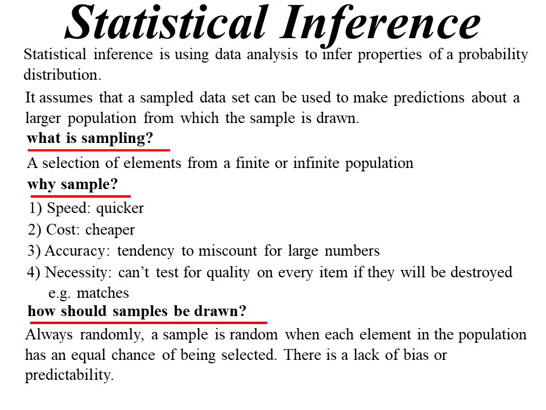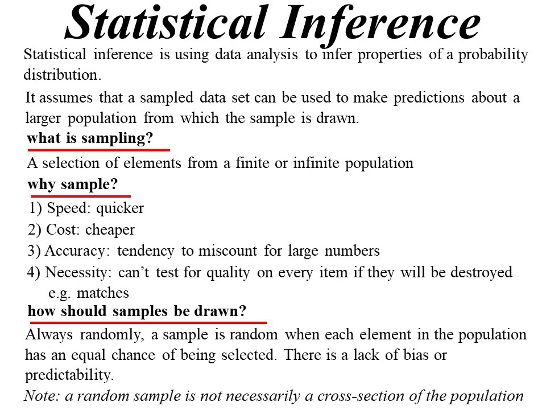So how should you draw a sample? Always randomly. Okay? They should always be random samples. And that basically means that any piece of data that we want to collect has an equal chance of being selected. There's no bias in the selection. Now, what that means then is that if you've got a true random sample, it might not actually be a great representation of the population.